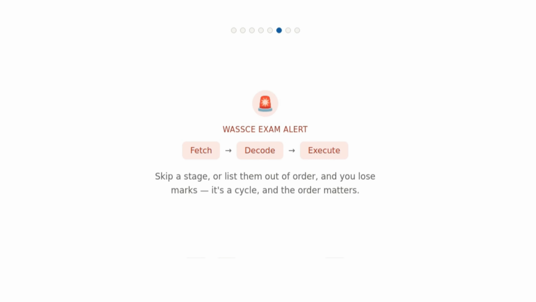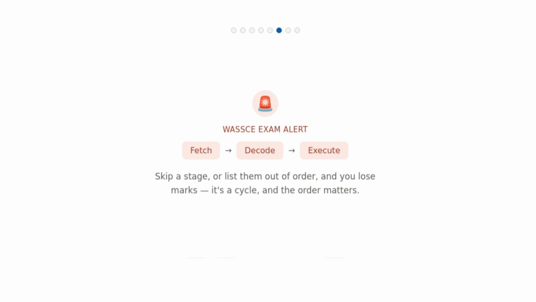Here's where exams catch people out. If you're asked to describe this cycle, you must give all 3 stages in the correct order. Fetch, then decode, then execute. Skip a stage or list them out of order, and you lose marks, even if everything else you wrote was correct. One more thing that trips people up.